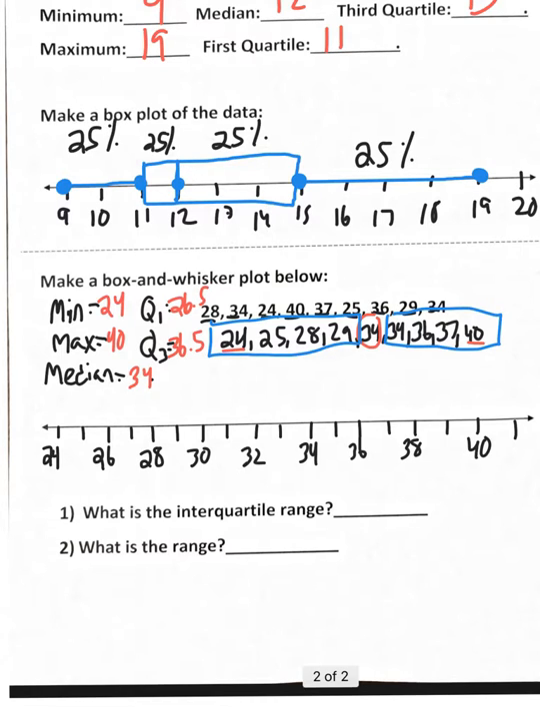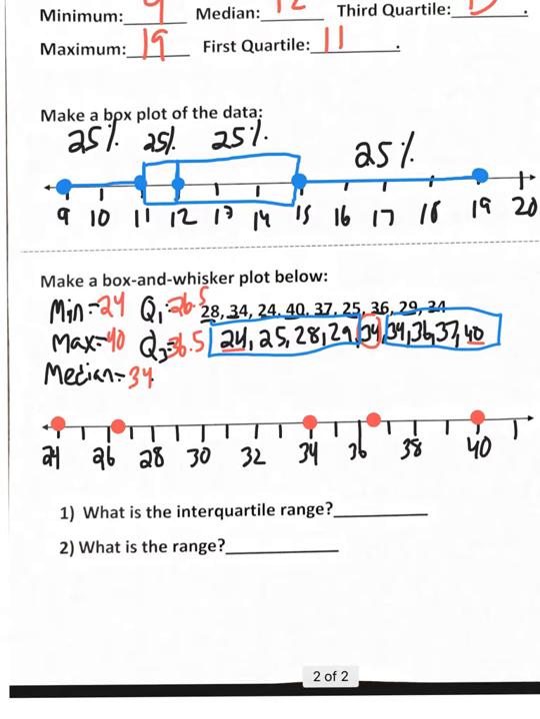All right, let's see how you did. So minimum is 24. Did you put a dot on 24? And then the maximum is 40. Did you put a dot on the 40? The median is 34, so you should have a dot on the 34. And Q1 is 26.5, so if this is 26, 26.5 will be right there. So I'm going to put a dot right there. And then Q3 is 36.5, which would be right there. So hopefully your dots are in the right spot.